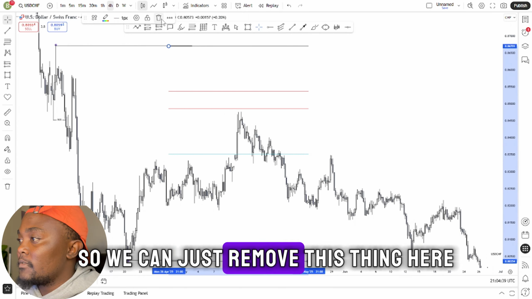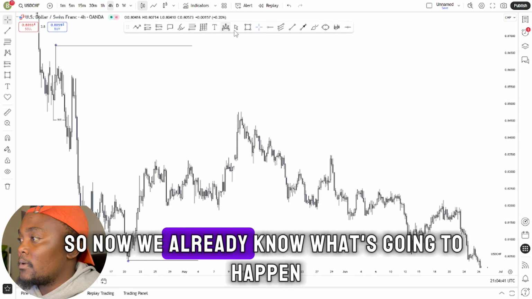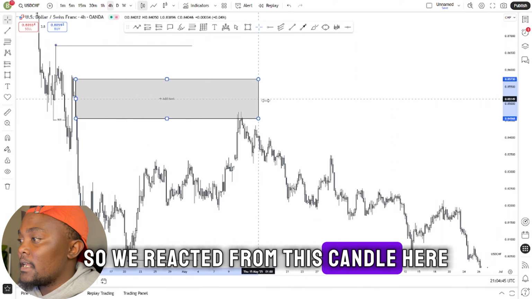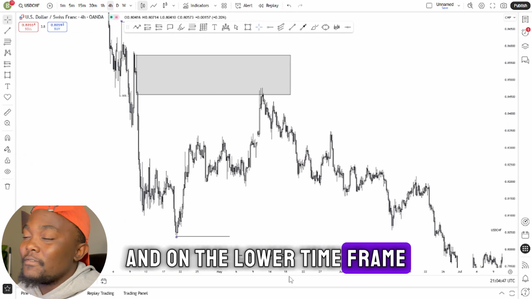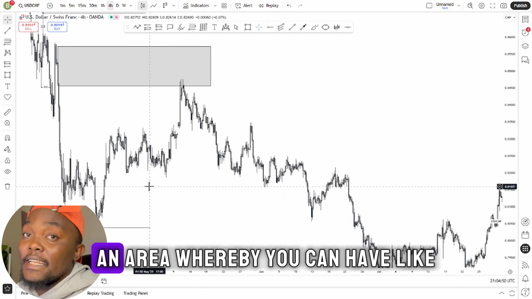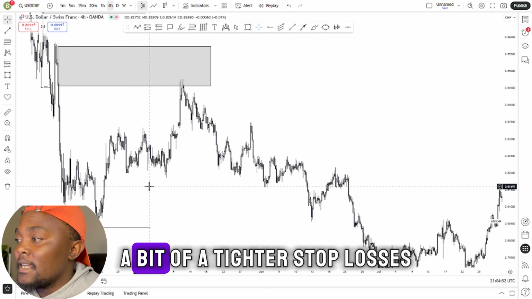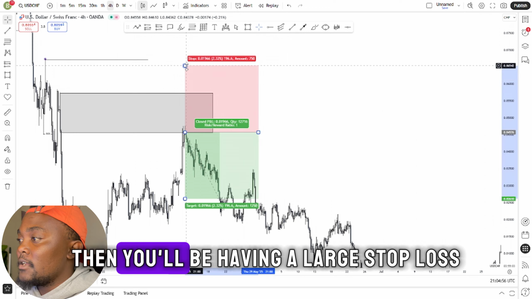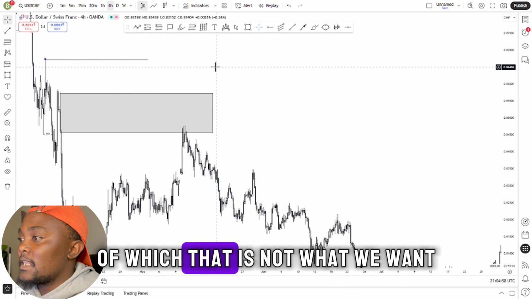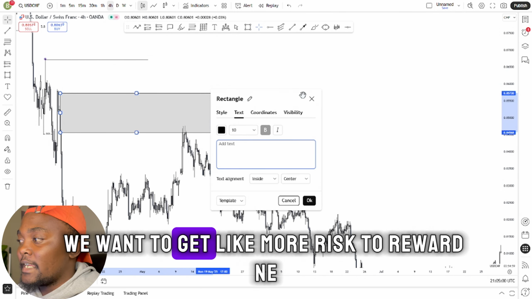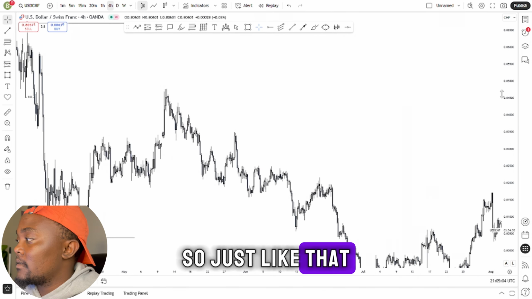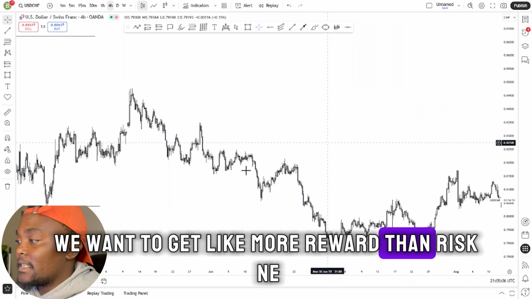So we can just remove this thing here. So now we already know what's going to happen. So we reacted from this candle here. And on the lower time frame, you can just refine it to an area whereby you can have a bit of a tighter stop loss, just because if you place it like this, then you'll be having a large stop loss, of which that is not what we want. We want to get more risk to reward, né? So just like that, we want to get more reward than risk, né?